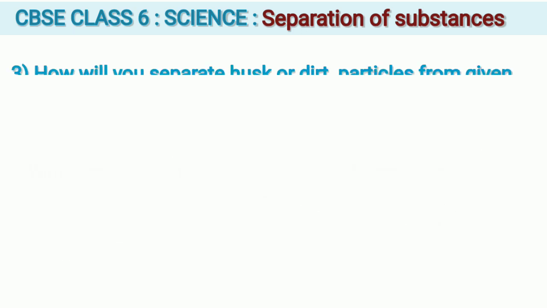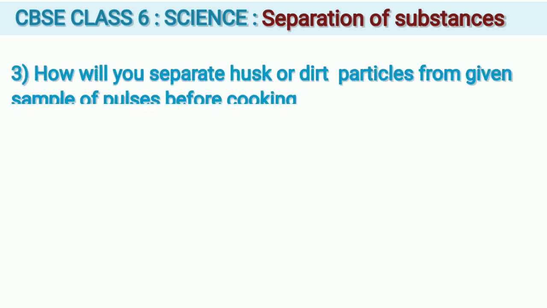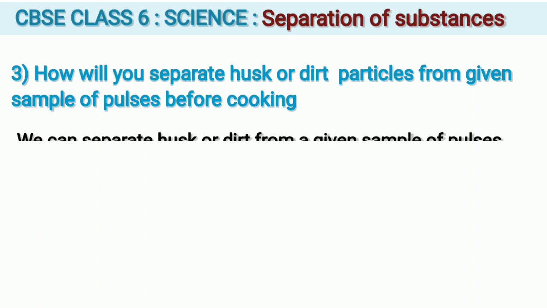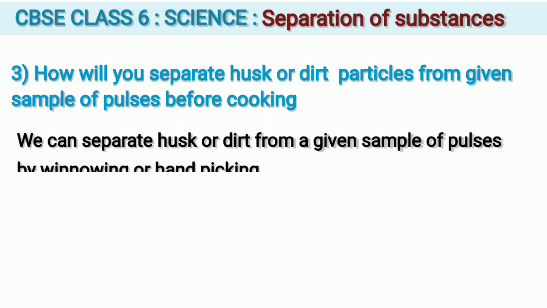Third question, how will you separate husk or dirt particles from given sample of pulses before cooking? We can separate husk or dirt particles from a given sample of pulses by winnowing or by hand picking.